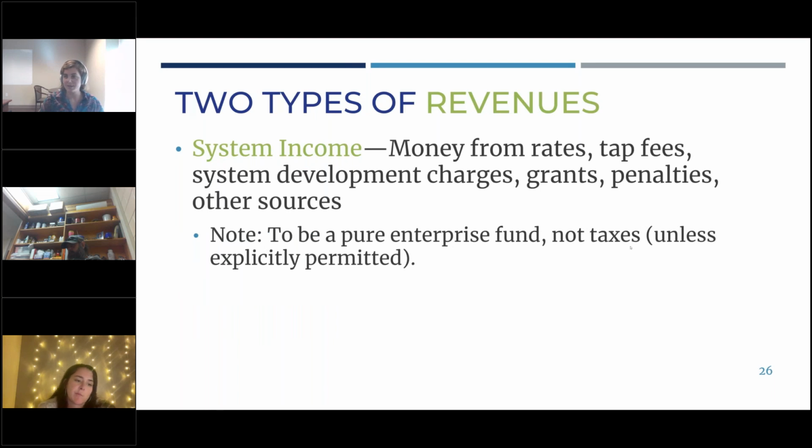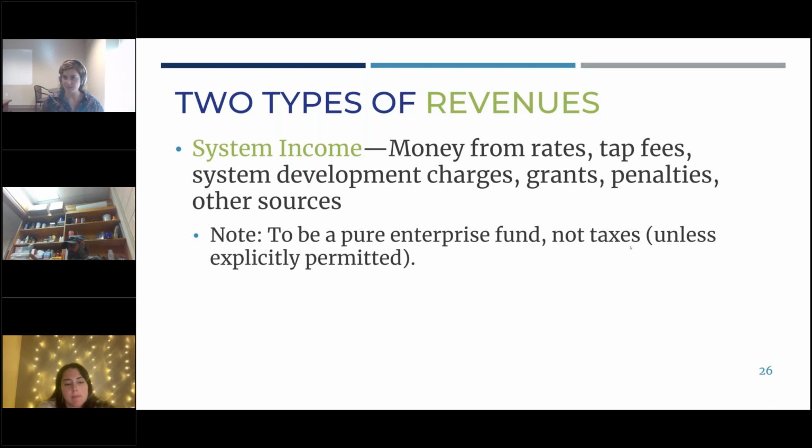On the revenue side, you've got the system income. So this is the money that you're getting from your rates. If you have any sort of tap fees, system development charges, any grants that came in, any penalties or fees that you might charge if someone, for late payment or whatever. These are kind of the system incomes. These are the things that you're probably very familiar with.